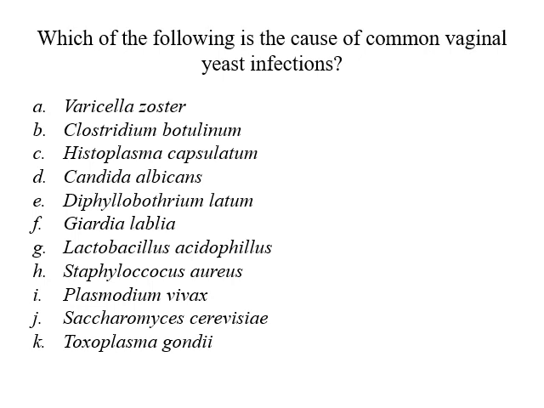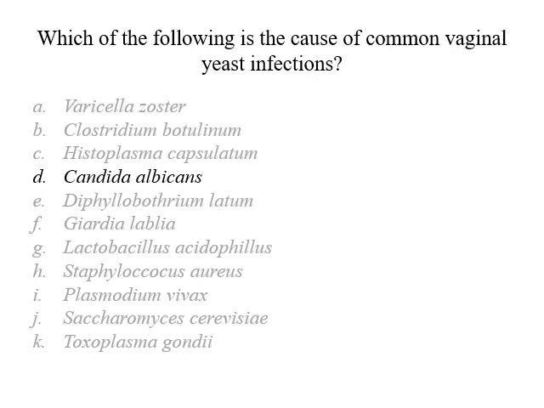Which of the following is the cause of common vaginal yeast infections? So the Lactobacillus acidophilus is excluding one of these yeasts and therefore preventing vulvovaginal candidiasis. Which fungus is it? Obviously, Candida albicans.